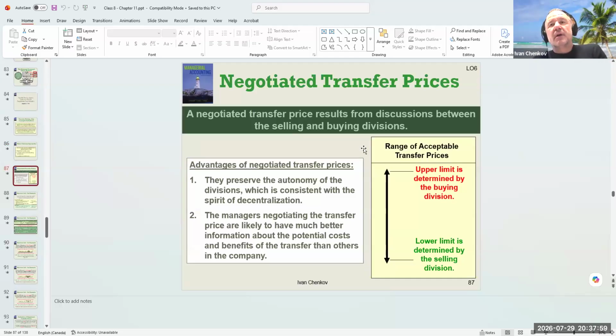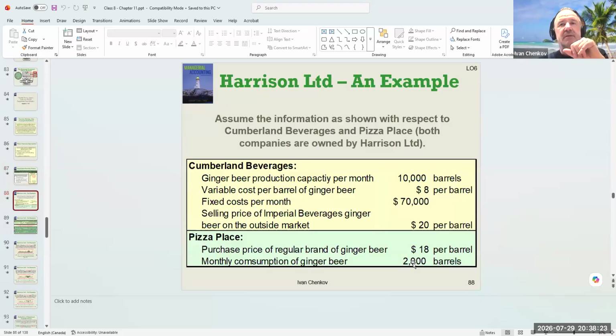So again, in order to have negotiation transfer pricing, we have to have the limitation for the upper limit and lower limit. Lower limit always going to be the cost for the selling division. Upper limit is going to be determined by the buying division, or what will be the purchase price for the buying division from the outside. And then both managers can negotiate the price. So let's see how this is going to work.